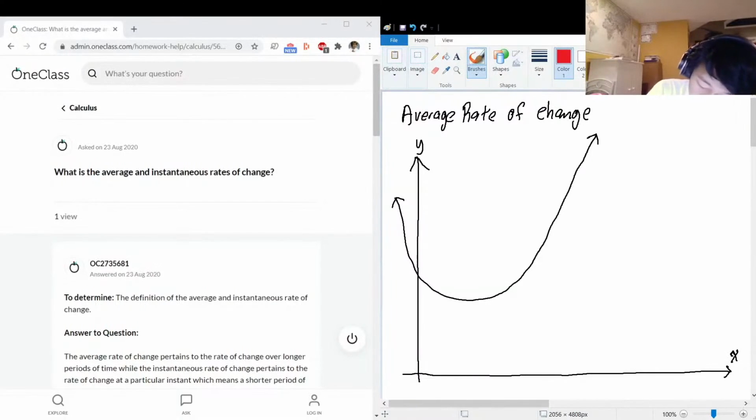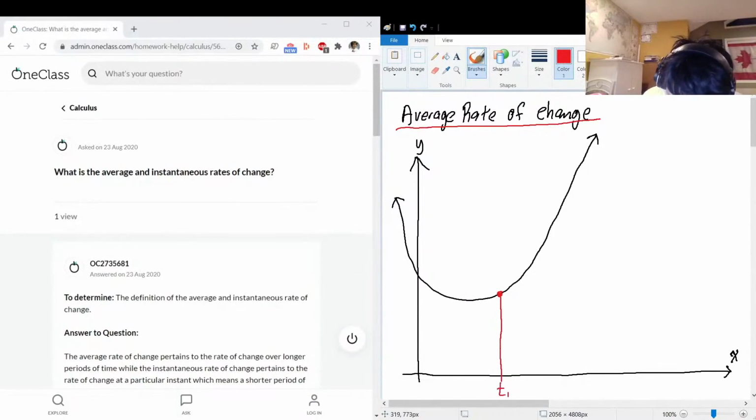Okay, let's make the average rate of change red. As you move from x being 0 onwards, you're going to see that the y value changes. At what rate is it changing? Well, to find the average rate of change, let's say you want to find it between t1, for time 1, and t2, for time 2. The average rate of change is just going to be the slope between these 2 points.